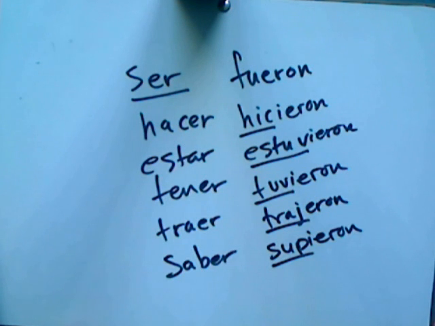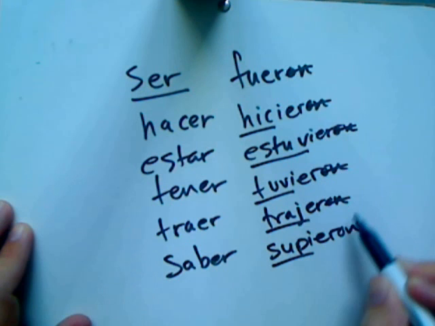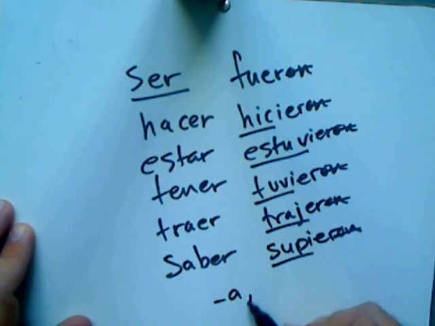So these all are irregular in some way. The last five have irregular stems. Okay, I guess all of them do. So what we do is follow the exact same procedure: take off the final O-N and add those endings.